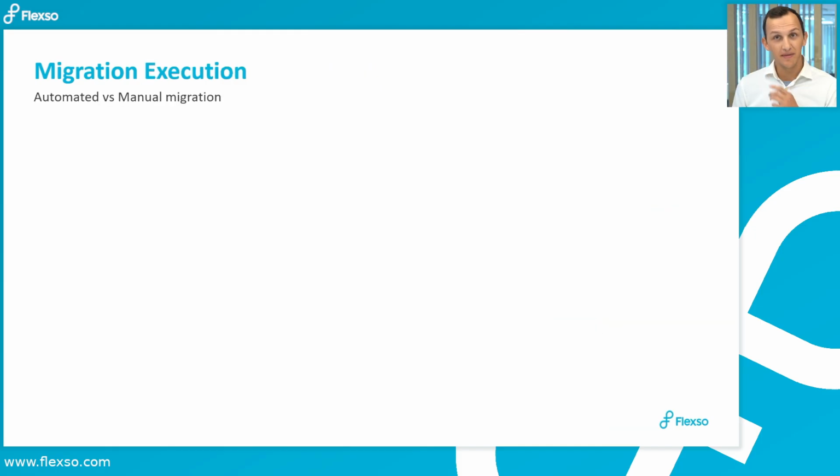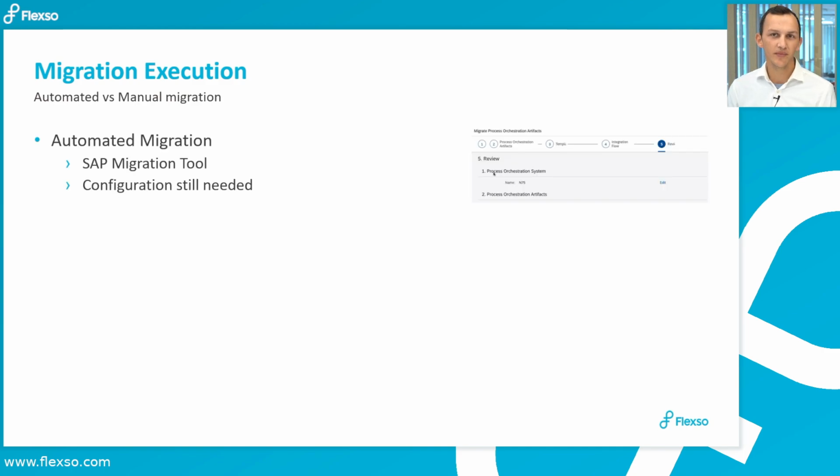Now, if we have a look at the migration execution phase, based on the assessment, we have multiple approaches to do our execution. We have approach 1, an automated migration. So here we will use the SAP migration tool to import those ready-to-migrate scenarios into the SAP Integration Suite. Now please note that configuration is still needed. Security artifacts, endpoints, applying our migration guidelines. This is all not done by the tool. So it's not just click and forget, you still have to do some configuration.